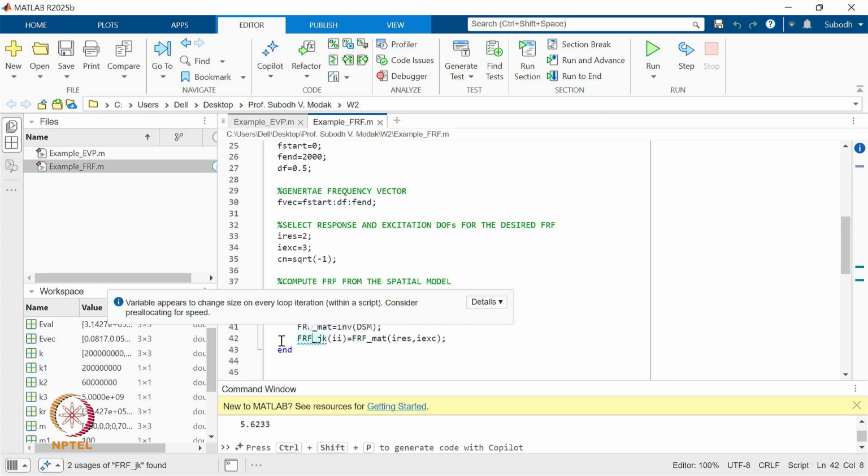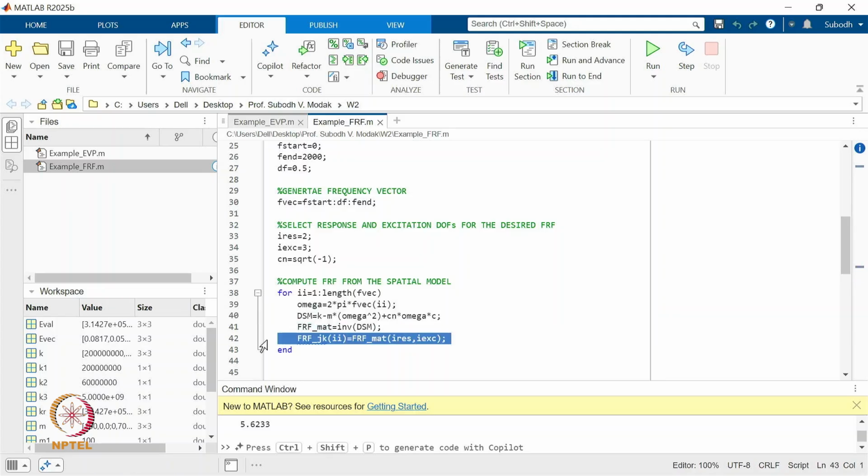So at the current frequency I am finding the full FRF matrix by inverse. But because we are interested to only know the FRF alpha 2 3, I am storing only the alpha 2 3 element of the FRF matrix. You can see on the right hand side I am extracting the 2 3 element of the FRF matrix and storing it in the vector FRF jk. So at each value of the frequency the FRF will be stored. This for loop will repeat for all frequencies and compute the full FRF for this particular excitation and force degree of freedom.